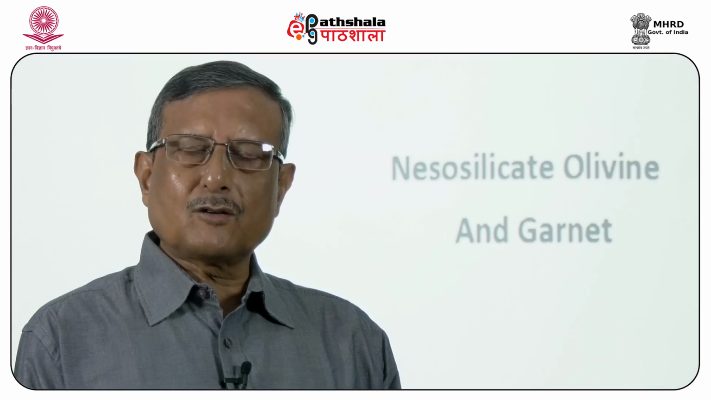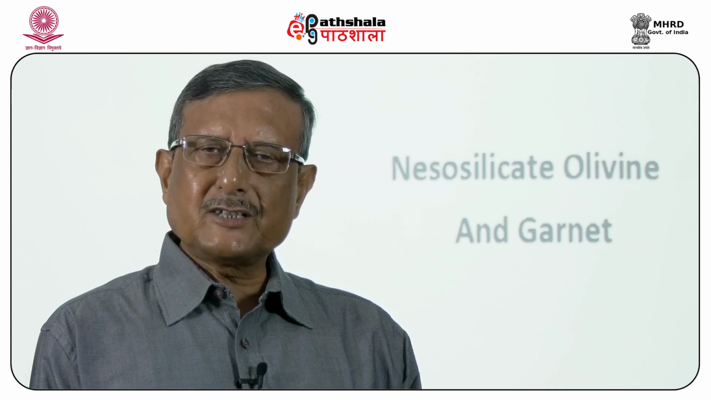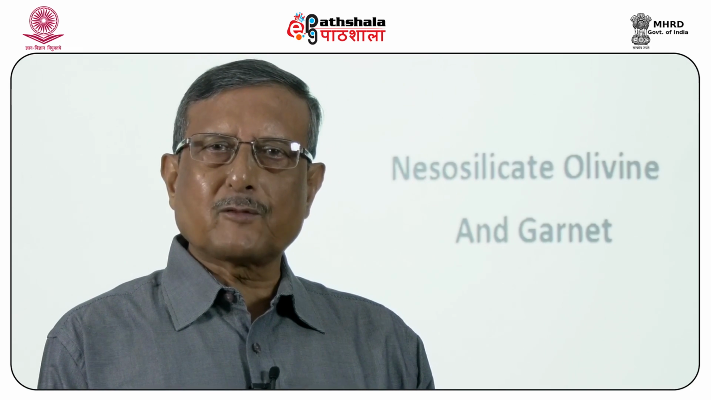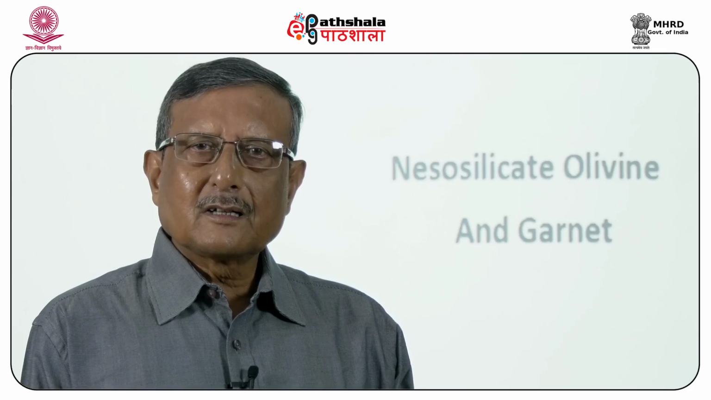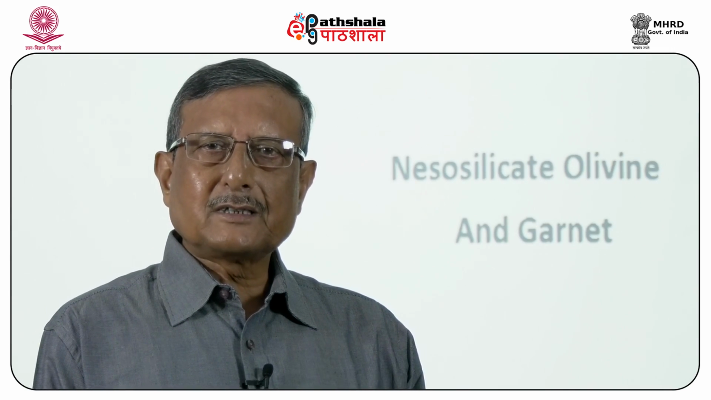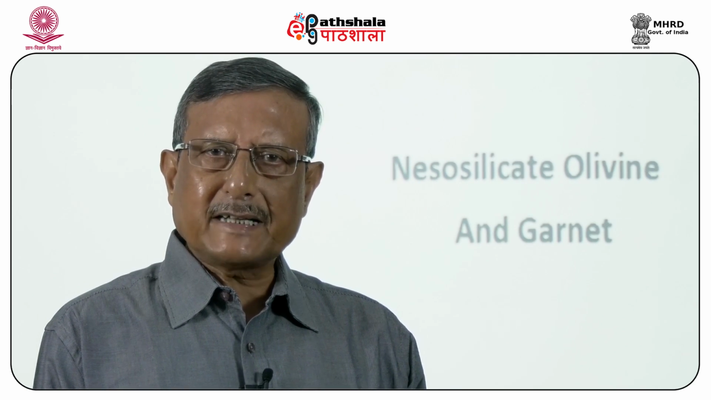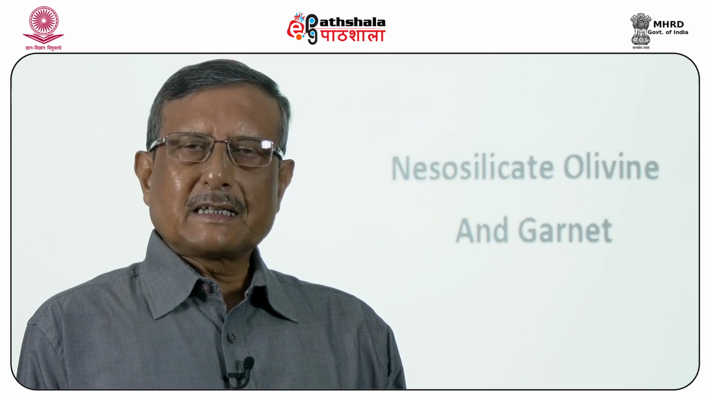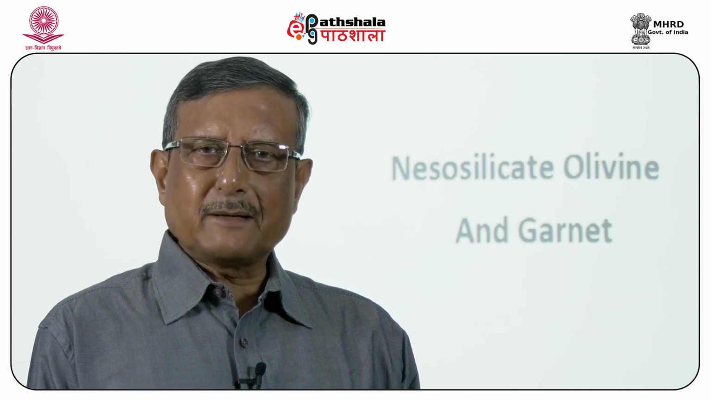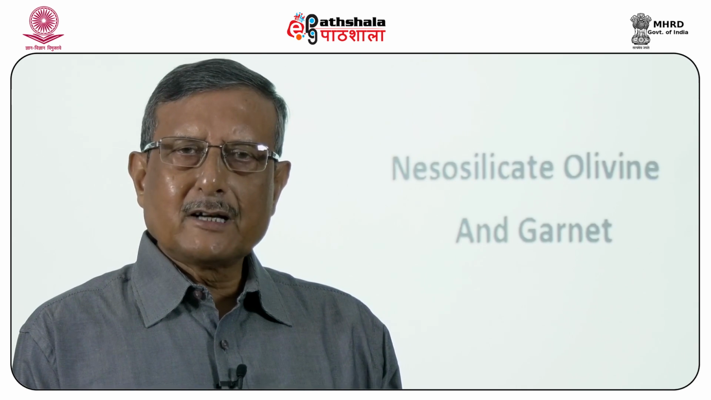Olivine crystallizes in the orthorhombic system. Olivine has a wide range of composition, but the most common type of olivine is called the MgFe olivine group of minerals, or alpha olivine. The 2 major end members of the MgFe olivines are forsterite, Mg2SiO4, and fayalite, Fe2SiO4.